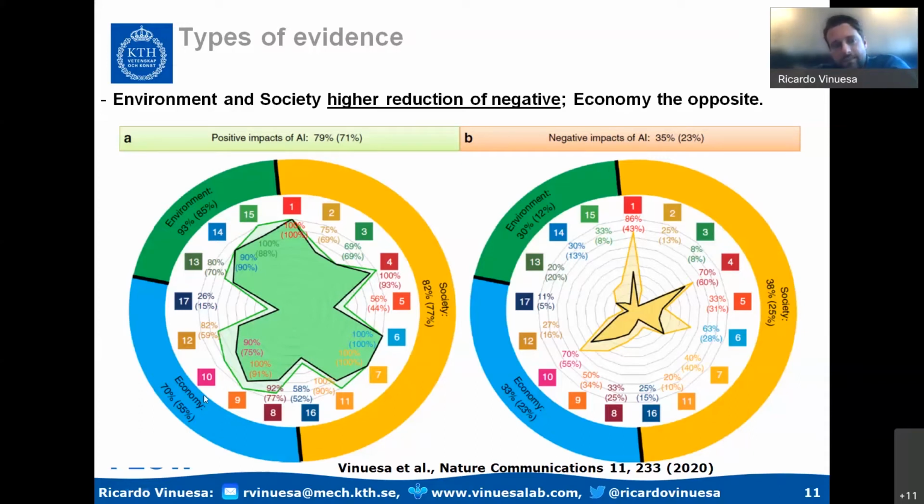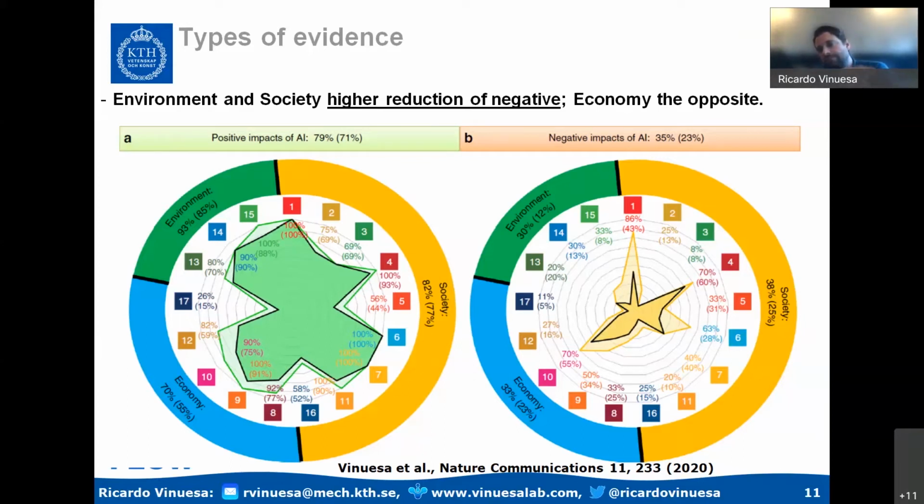If we look at the environment, which are all of these SDGs, and the society, which are all of these over here, what we see is that the reduction from light color to dark color in the positive effects is very small compared to the reduction from light color to dark color in the case of negative. This means that the negative effects of AI on the environment and the society are perhaps more speculative and not so well known.